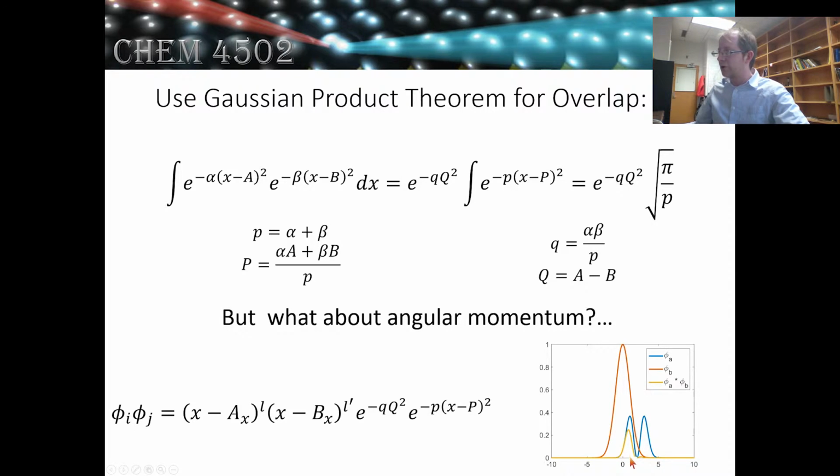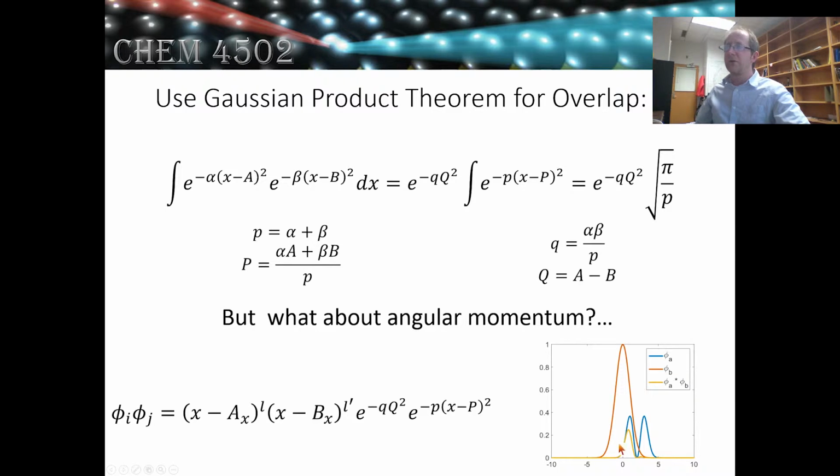There's also this little lobe over here, so it's not a simple Gaussian function, and I can't take its integral as simply the square root of pi over p. And so we need to have a strategy for dealing with these types of integrals. The strategy that we're going to employ is to use a helper function, called a Hermite Gaussian.